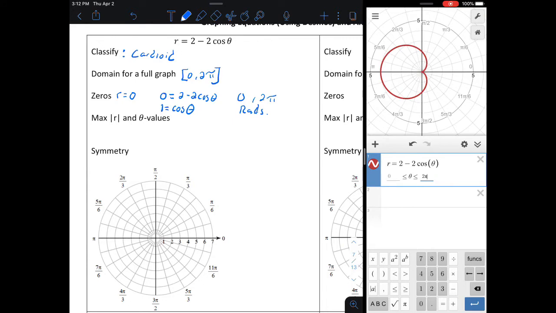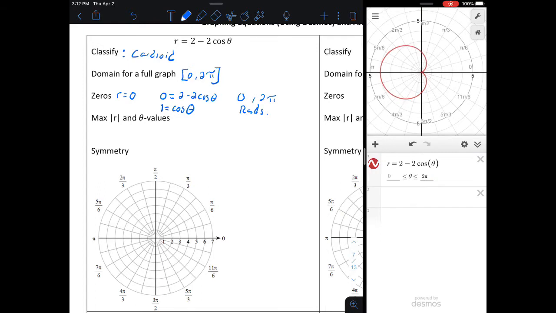And now the maximum r values and when they occur. Graphically, looking over here at the right-hand side, the maximum r value is going to be when the graph is farthest away from the pole. I look at the graph, and it is farthest away from the pole when it's way over here on the left-hand side, which is at pi radians.